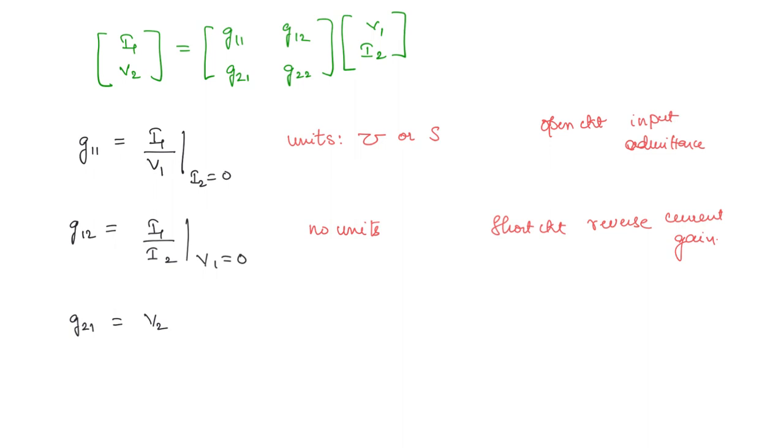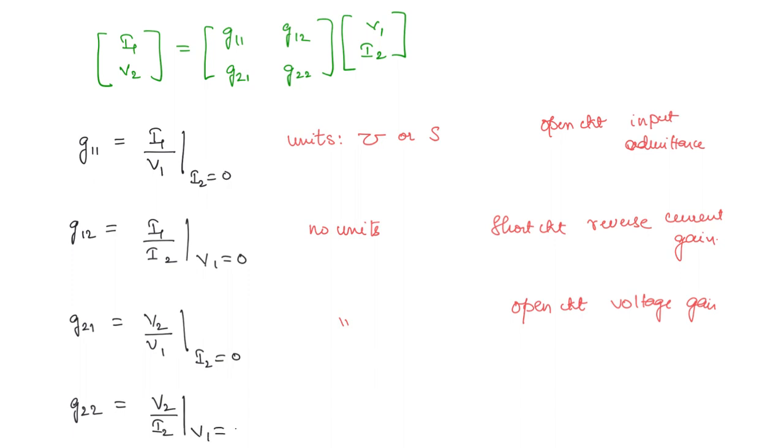Then what about G21? G21 you are going to get as V2 by V1 when I2 is equal to 0. Here also no units. Now what will be the name here? This is open circuit voltage gain, simple voltage gain. And finally G22, this will be equal to V2 by I2 under the condition V1 is equal to 0. So what will be the units here? This is the unit of impedance, which is ohms, and this is short circuit output impedance.